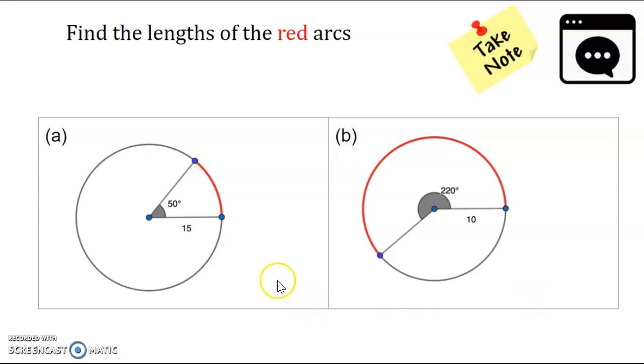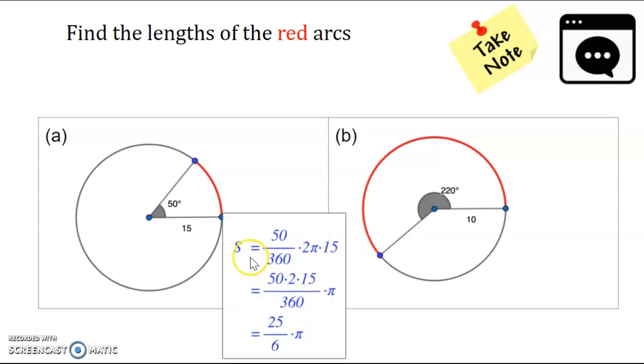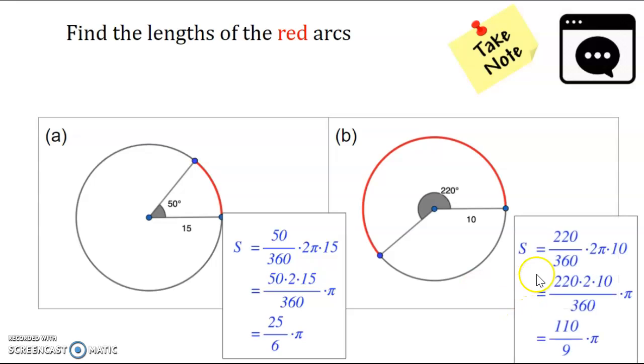Alright, I'm assuming you had a chance with both of them. Here are my answers. For A, we're dealing with 50 degrees out of the whole 360, so that's the fraction of the total circumference that we multiply, because that's the representation of the portion of the circle we're dealing with. That simplifies to 50 times 15 times 2 divided by 360, and you can simplify this fraction as 25 over 6 pi.